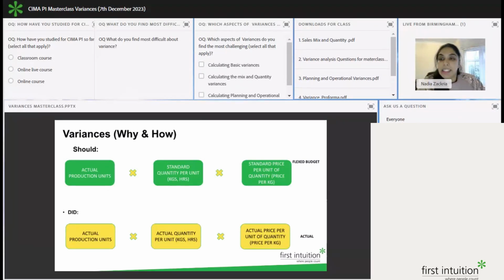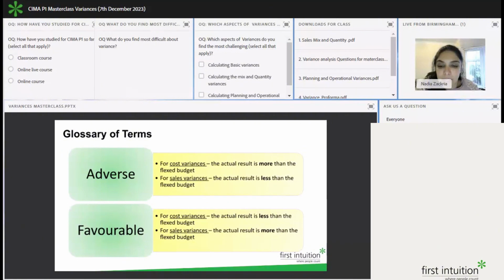Right, in case you ever have a working for the did part of it, it's going to be your actual production units. So that stays the same, but this time it's going to be the actual quantity that we've used, whether it's in kgs or hours, into the actual price that we've paid per kg or per hour of the unit produced. Right, so this is what we're comparing when we say should do and did do.